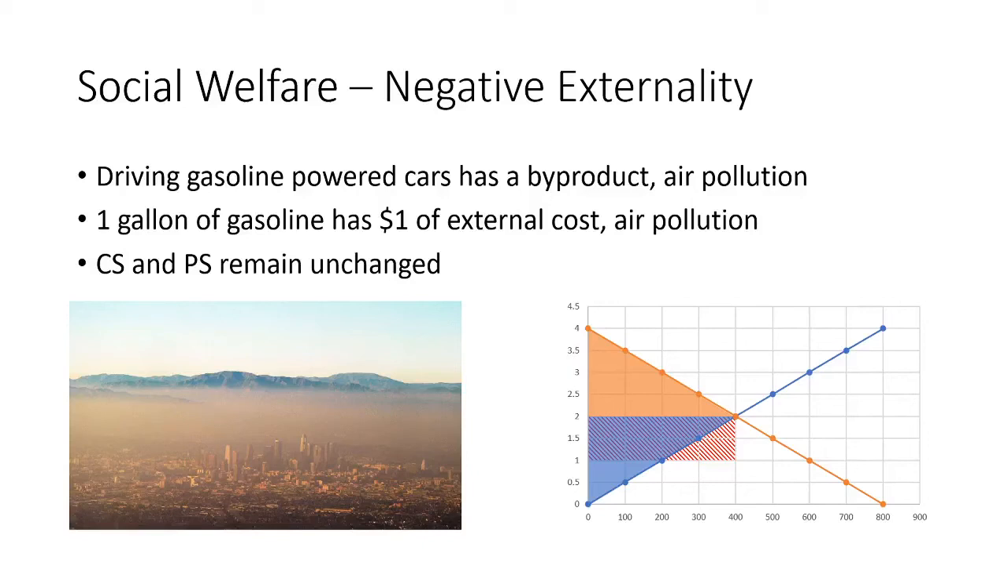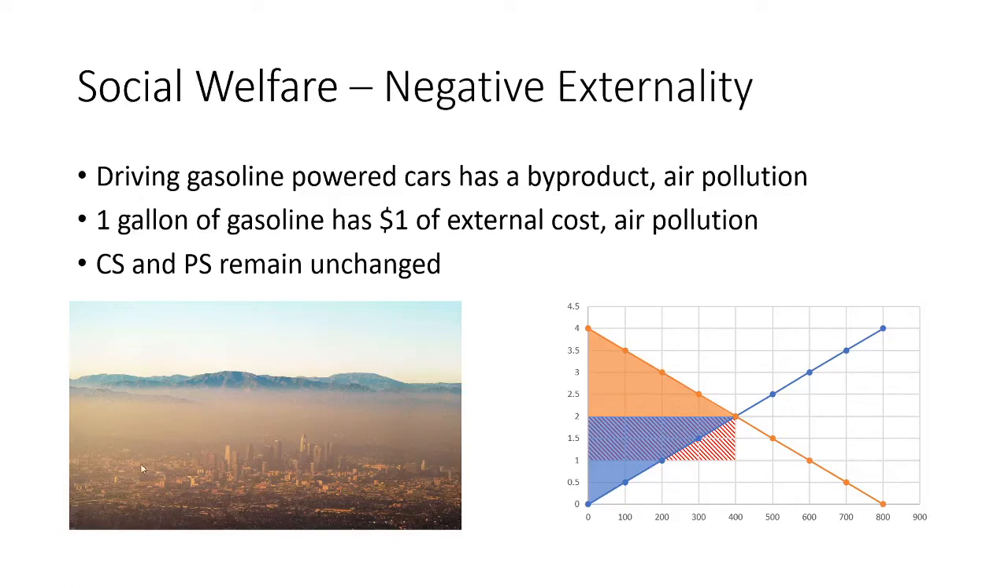In the last video, we talked about social welfare in the face of positive and negative externalities. In this video, we're going to look at the example of driving gasoline-powered cars and their byproduct of air pollution as a negative externality. So for our example, we're going to say that 1 gallon of gasoline leads to $1 of external costs in air pollution. So that's a $1 per unit cost.